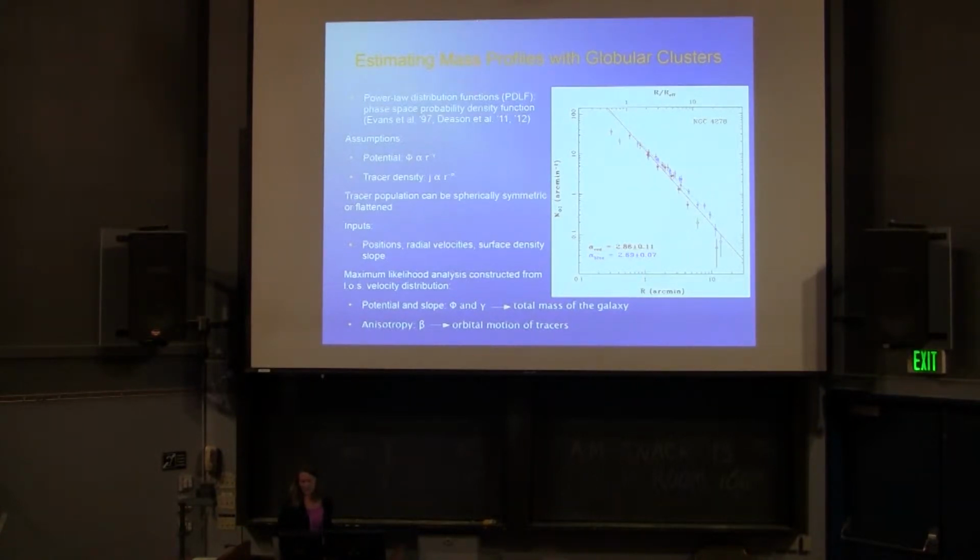So in the end, we have essentially 3 unknown parameters that we fit using a maximum likelihood estimator analysis. And this maximum likelihood estimator is constructed from the line of sight velocity distribution. We end up with the 3 parameters, the maximum likelihood fits, which are potential normalization and the potential slope, from which we get the mass of our galaxies as a function of radius, as well as the anisotropy, which tells us about the orbital motions of the objects themselves. So today I won't be discussing our anisotropy results, but if you're interested in those, come find me and I can tell you about what we find. So today I'm just going to be talking about their masses.